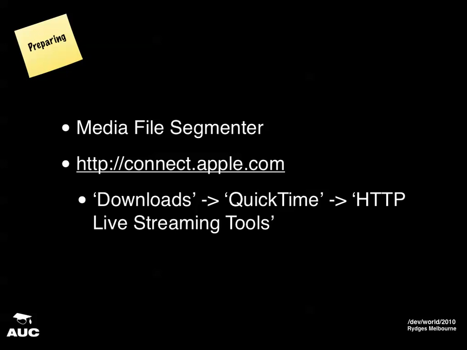And from downloads, go to QuickTime, and then go to a section called HTTP Live Streaming Tools. And if you download that, you get the media file segmenter. You get an equivalent called the media stream segmenter, which is for doing live video streams. So video that's not pre-recorded, but that's happening right now, is packaged in the exact same way. So instead of using the media file segmenter to point to a file, you use the media stream segmenter with all the same arguments and point it to a stream, an MPEG-2 transport stream. And it will segment that transport stream into the exact same kind of file format.